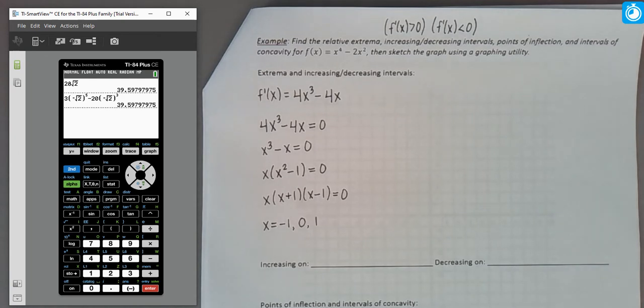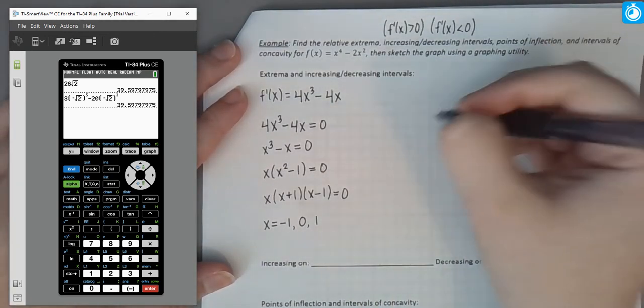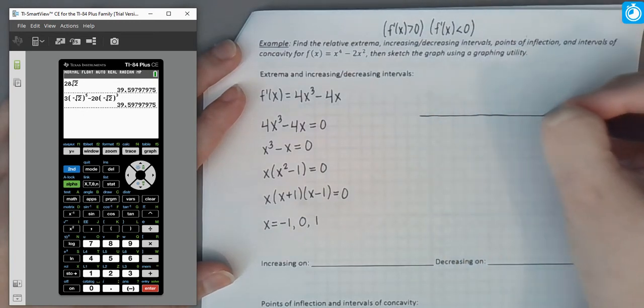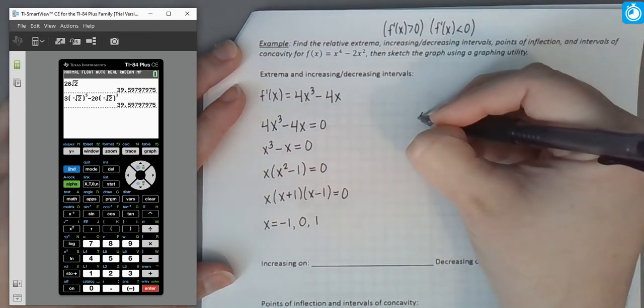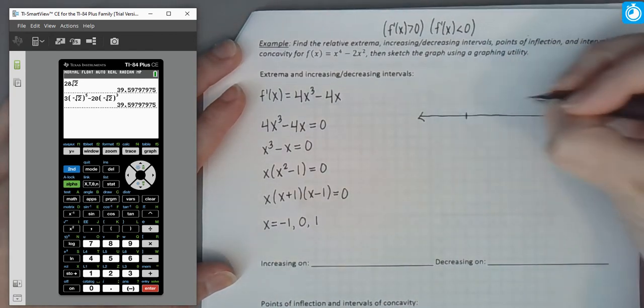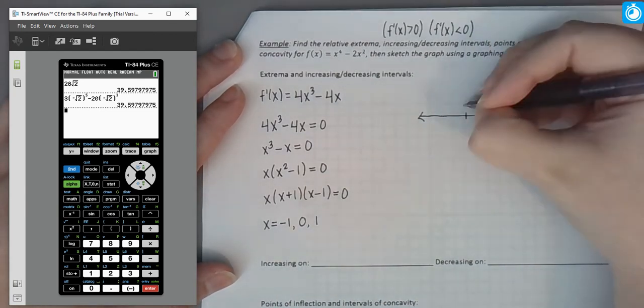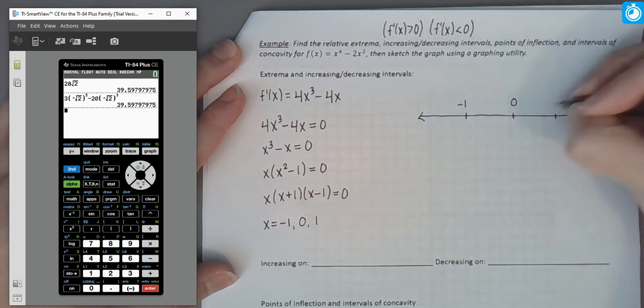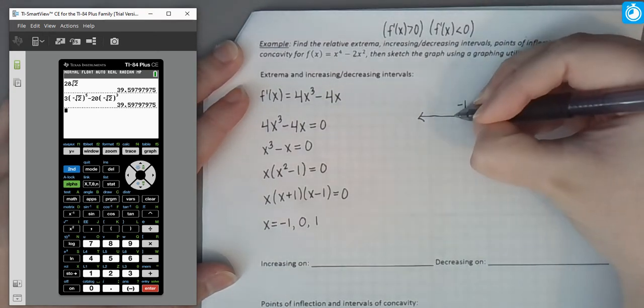Now we want to find these values, but we also want to classify the different intervals of our graph as locations where we're increasing or decreasing. So let's go ahead and do the sign chart, and let's just analyze what we see on these intervals. So placing our critical values on here, -1, 0, and 1.